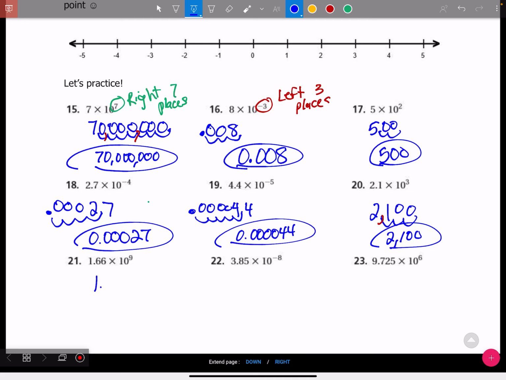Number 21 here, we have 1.66 times 10 to the ninth. We'll move our decimal 9 places to the left. Fill in with zeros. And then we'll add in our commas so that we know exactly what this number is. It makes it a lot easier to actually read the number as well.